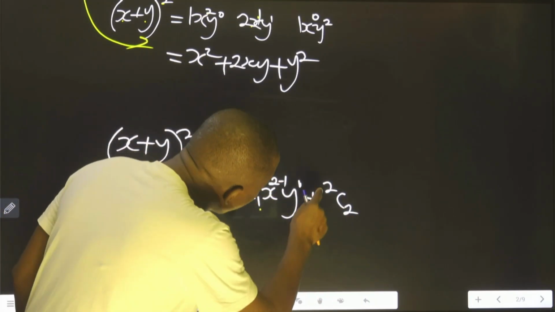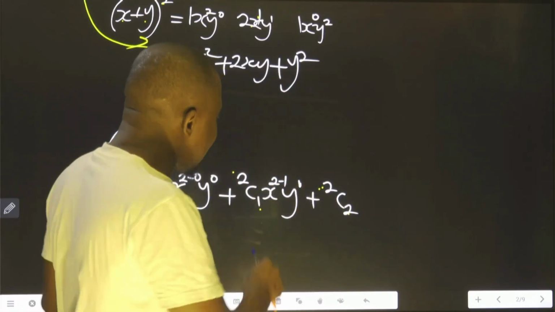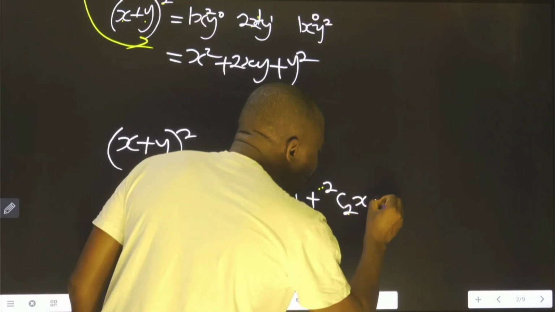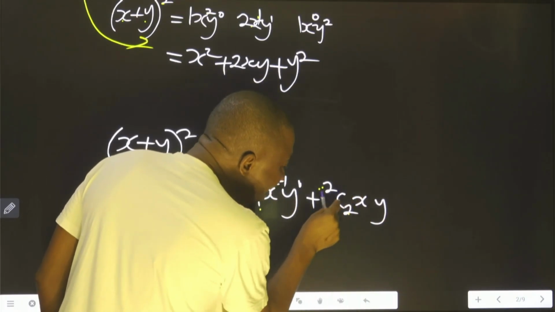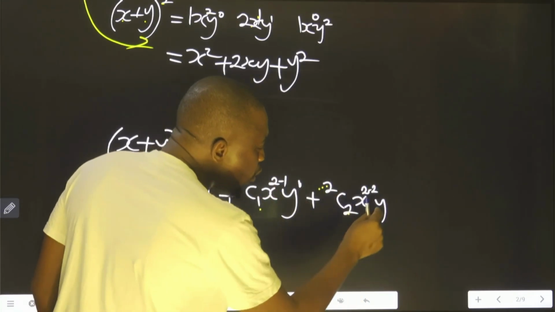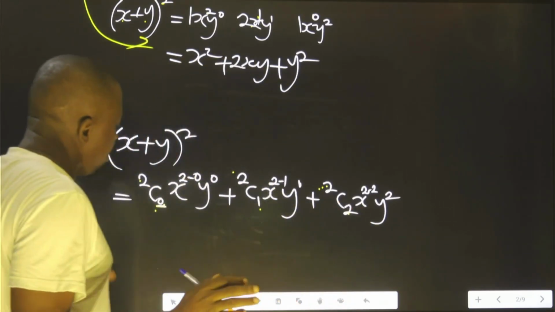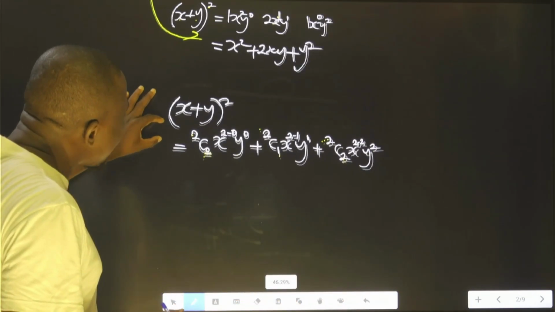Because now we have 2 combination 2, this and this are equal, we have to stop here. Then you put x, you put y. For this x, the power is 2 minus 2. For this y, the power is this 2. That is all. Now, he said you can work this out.